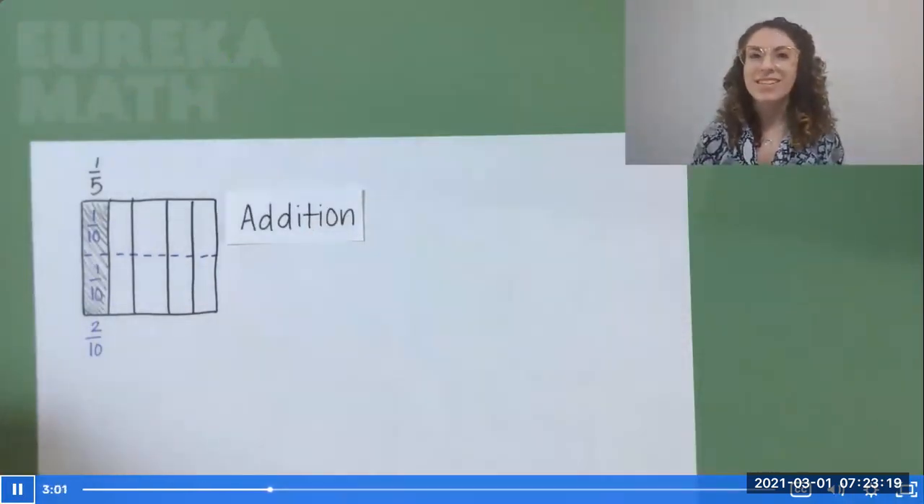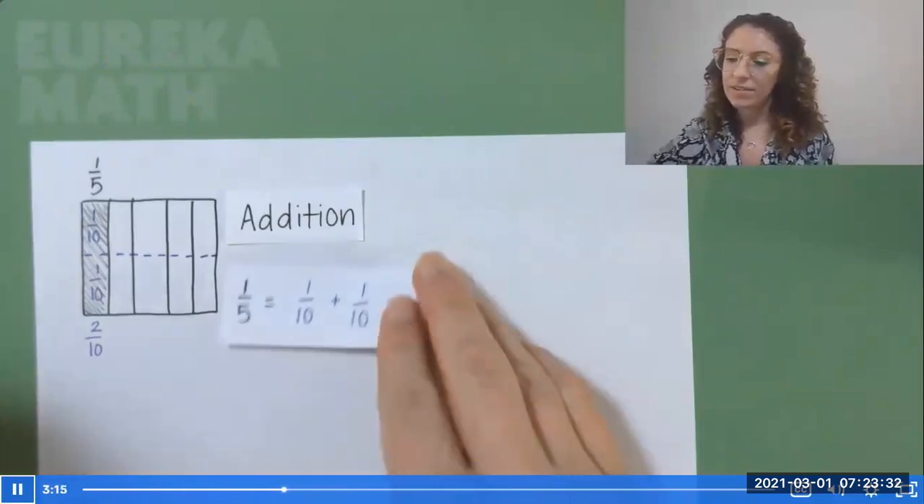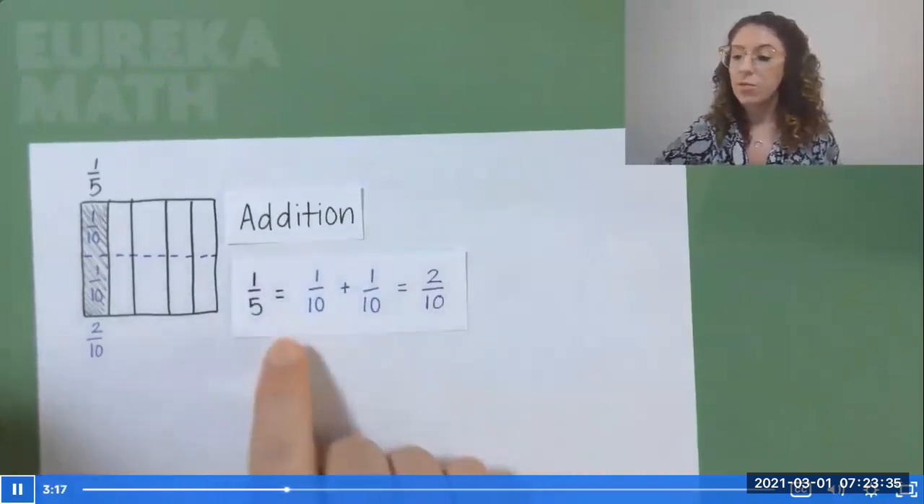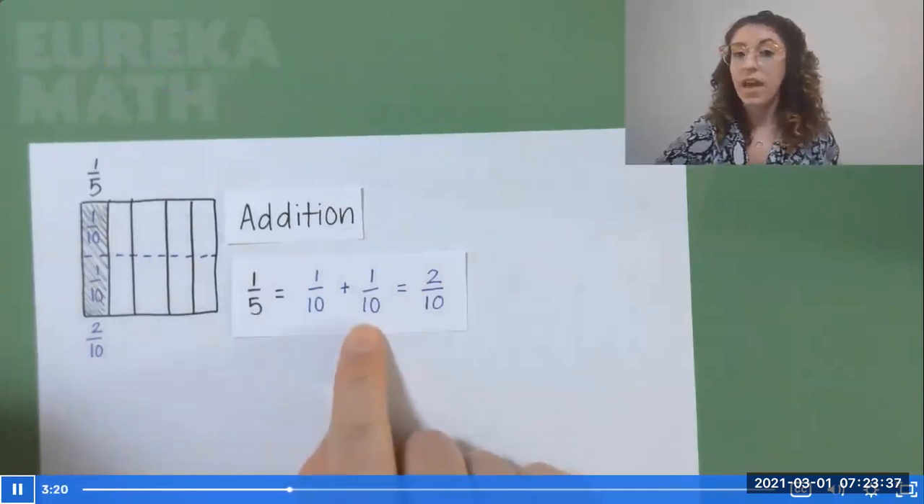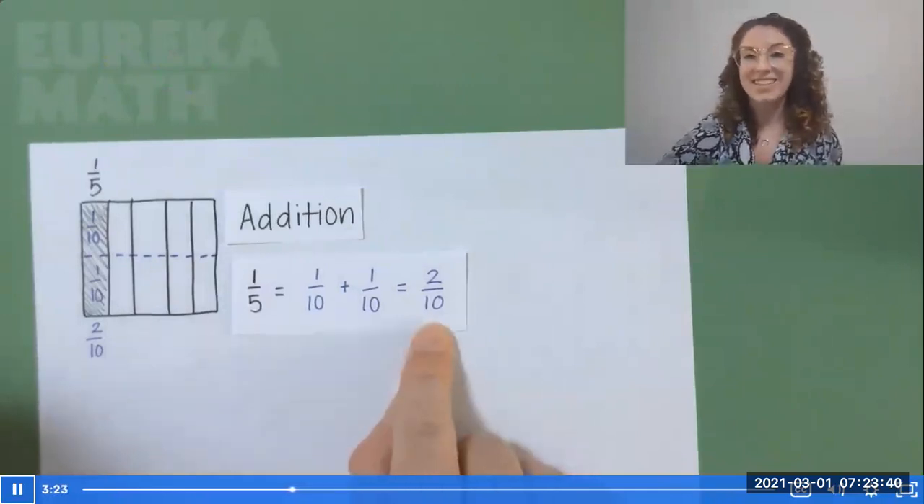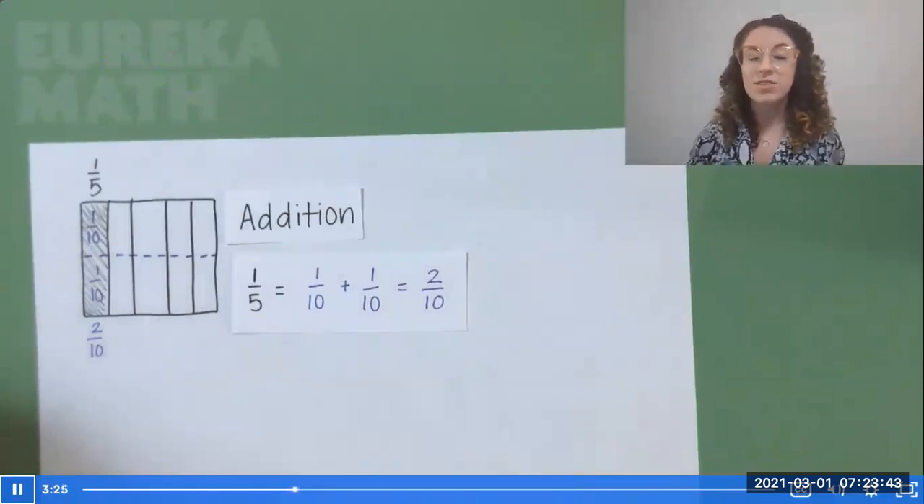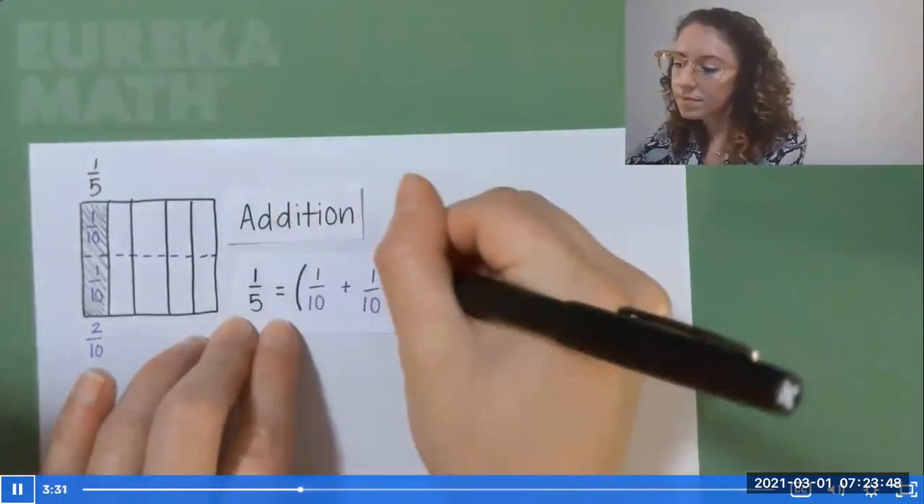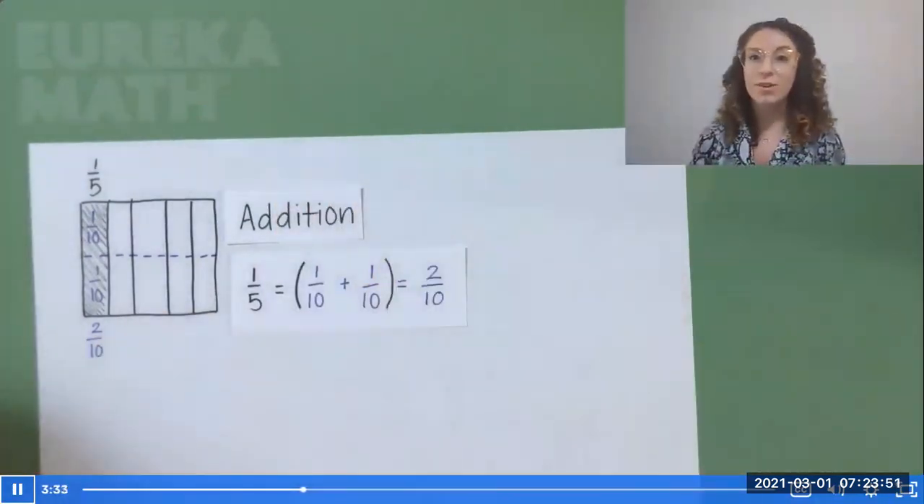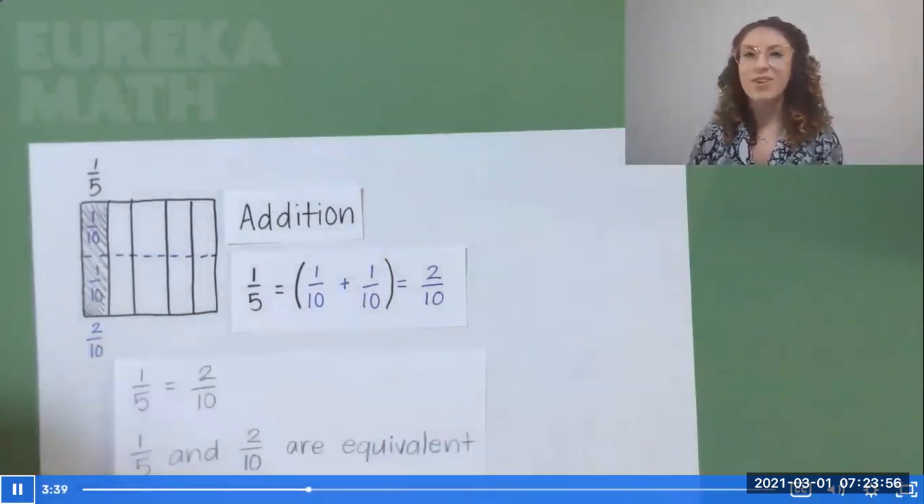Let's use the smaller units, tenths, to add up to the larger unit, 1/5. Pause the video to write an addition sentence. Ready? We could write that 1/5 equals 1/10 plus 1/10, and all of that is equal to 2 tenths. I'll include parentheses to show that these 2 tenths are both part of this 1/5. So our area model and our addition sentence both show that 1/5 and 2 tenths are equivalent.